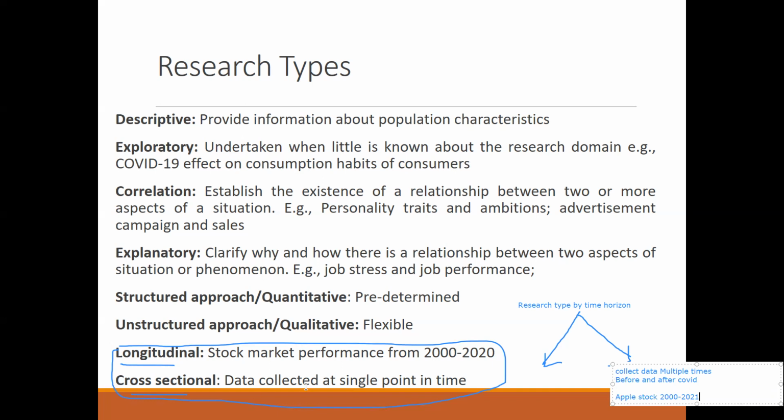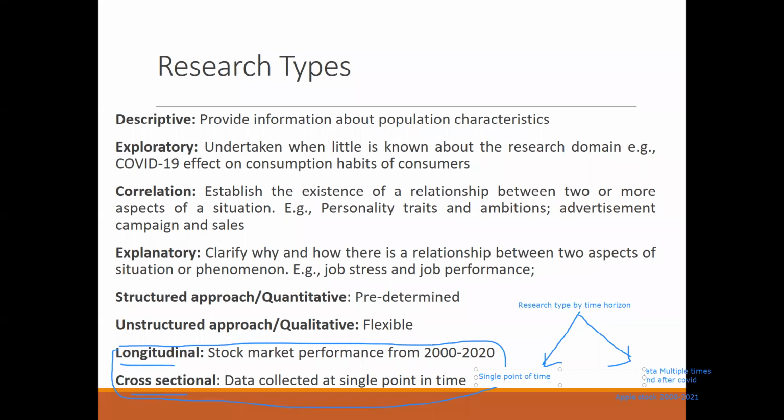But in cross-sectional research, the data is collected at a single point of time. So the effect of time is not taken into consideration in cross-sectional research. This is another research type which is usually not discussed, but I would like to emphasize it as well. In the research type by time horizon, we have two types: longitudinal research and cross-sectional research.